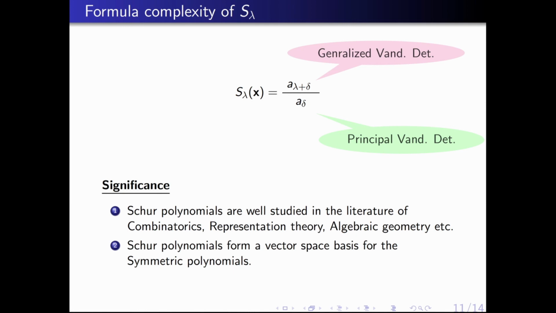Let me stress briefly why Schur polynomials are interesting. So we have already seen one reason, that is its close connection with the generalized van der Monde determinant. And as in the field of algebraic circuit complexity, determinant polynomial plays a vital role, we would like to know more about its complexities and different kinds of determinants. Another reason could be it is a very well studied polynomial in the math literature, such as combinatorics, representation theory, and algebraic geometry, etc.